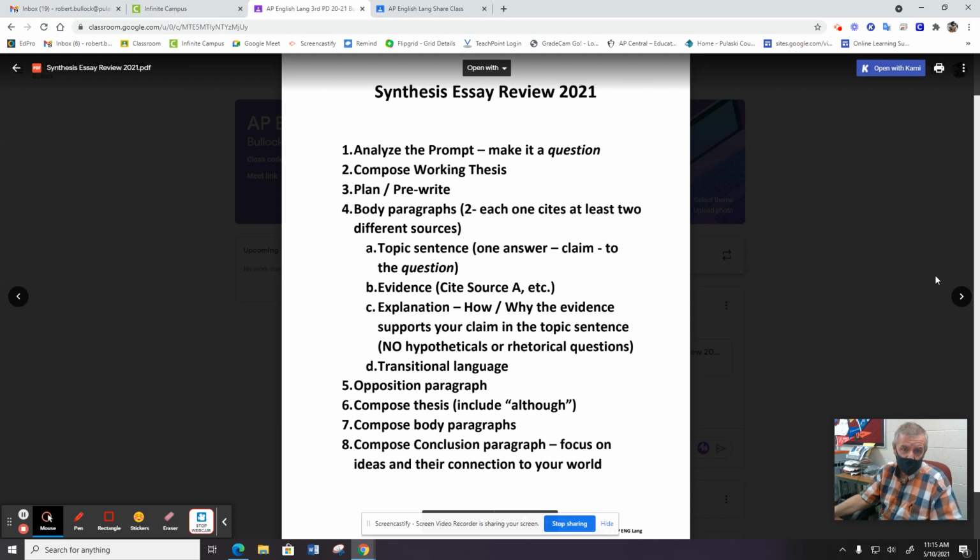Okay. So let's move on. I've got to go back and fix that. Then you do your planning and pre-writing. Now, here is where it gets a little different. Some of the better essays I've seen written have two main body paragraphs. But each body paragraph has two separate sources in it to support the topic sentence, and good explanations and so on, transitional language at the end. Your next body paragraph, new topic sentence, and you're using two other sources.